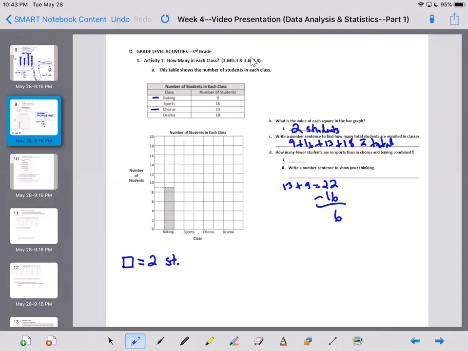And then you can write a number sentence to show that. And you could show 22 is equal to 13 plus 9. You could also show that 22 minus 16 is equal to 6. So you're just showing your work, your thinking in that type of problem.